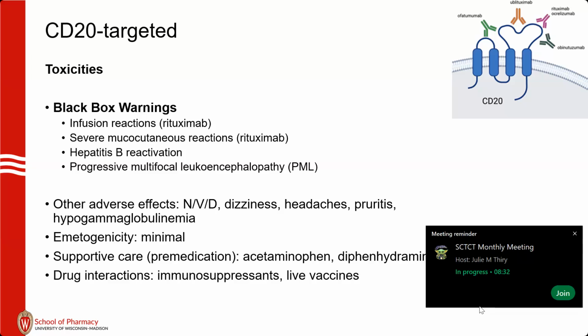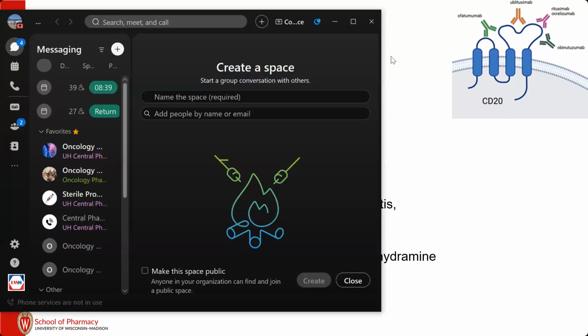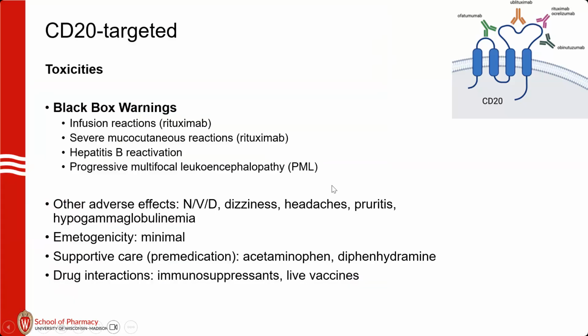Hep B reactivation, which is why all of our treatment plans have a step built in to assess Hep B status, as well as progressive multifocal leukoencephalopathy, or PML, is a black box warning here as well. Other toxicities are here on the slide. It is important, again, to talk about the supportive care and pre-medications that are required.